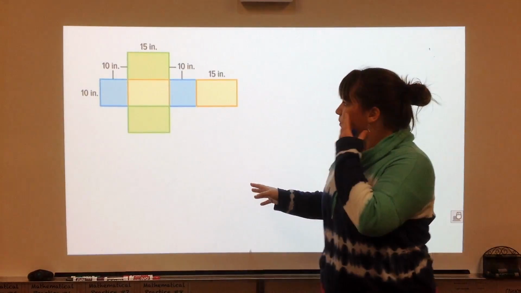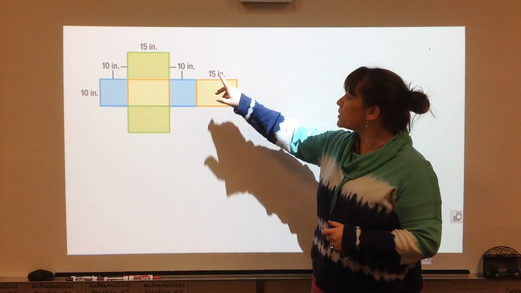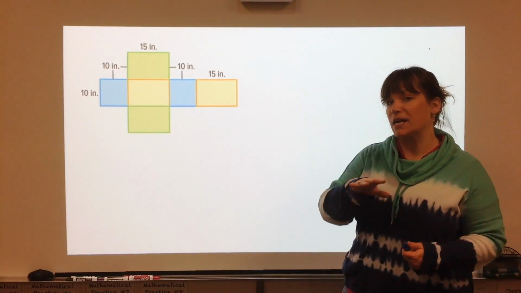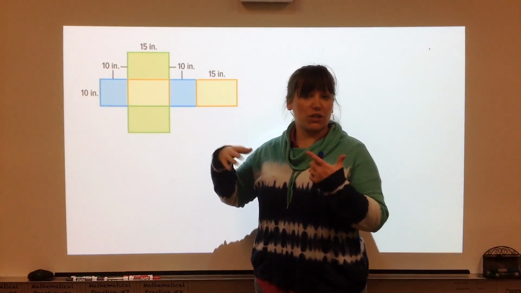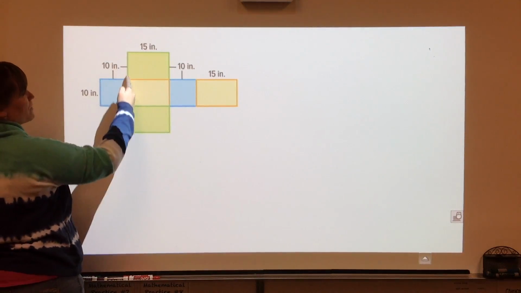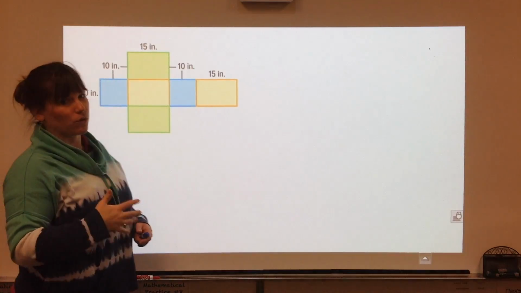This second example does not have a grid behind it. That's okay. Notice the numbers are all around and they refer with little lines to what section they're referring to. So this 10 has a line here and here, noticing that this part of the net and this part of the net is both 10.